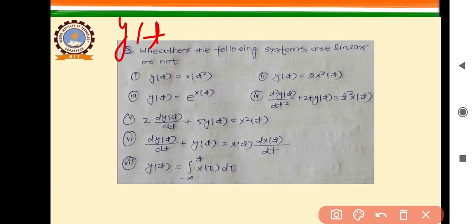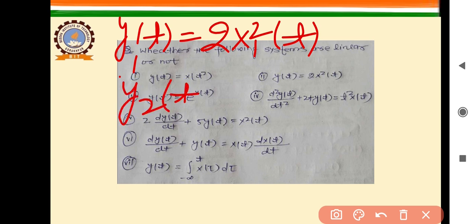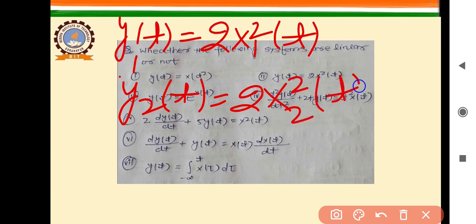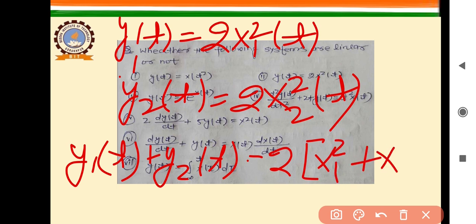y1(t) is equal to 2 times x1 square(t), y2(t) is equal to 2 times x2 square(t). Then y1(t) plus y2(t) is equal to 2 times x1 square plus 2 times x2 square.